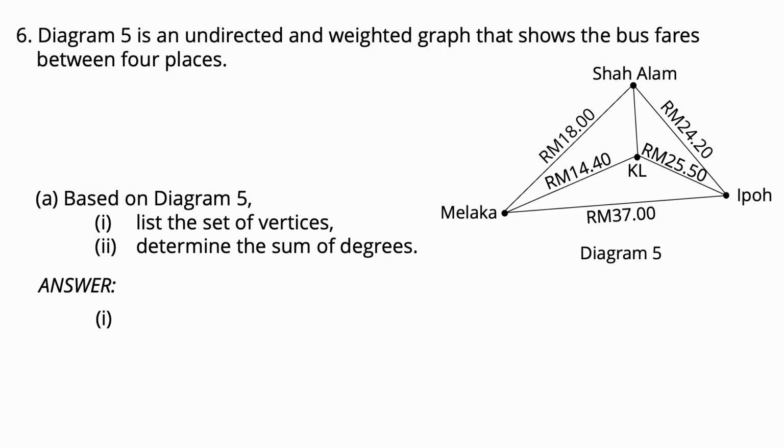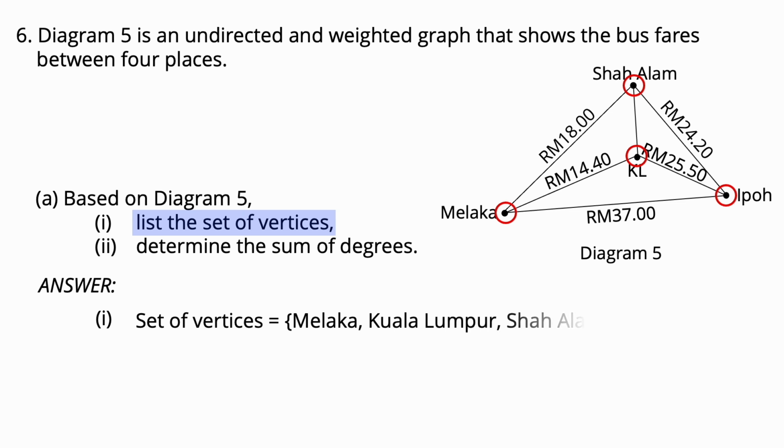Question number 6. Diagram 5 is an undirected and weighted graph that shows the bus fares between four places. A. Based on diagram 5, list the set of vertices. A vertex represents a place. There are four vertices. 1, 2, 3, and 4. So, the set of vertices is Malacca, Kuala Lumpur, Shah Alam, and Ipoh.